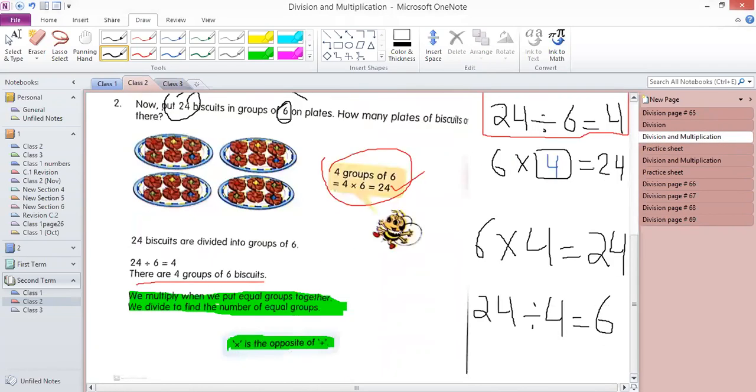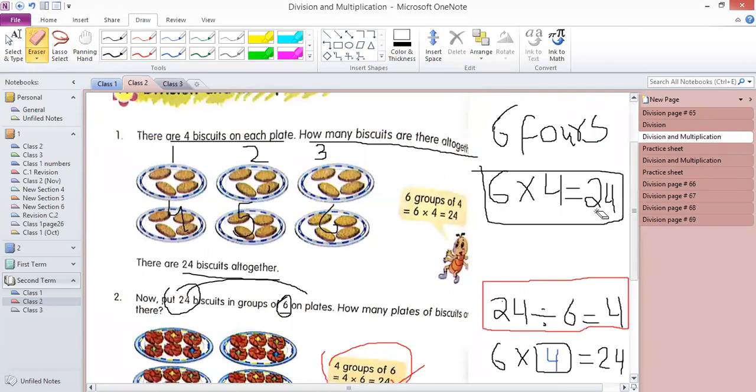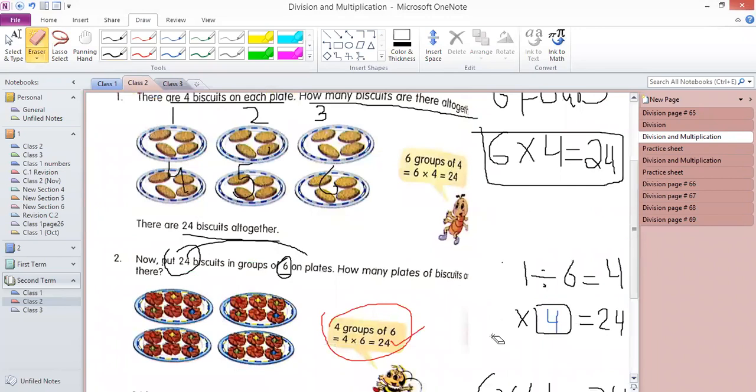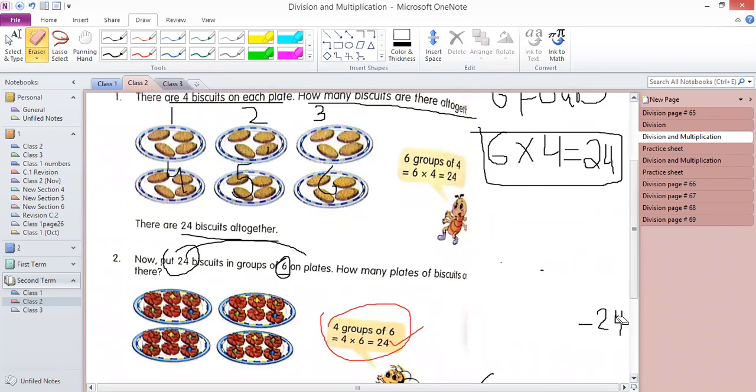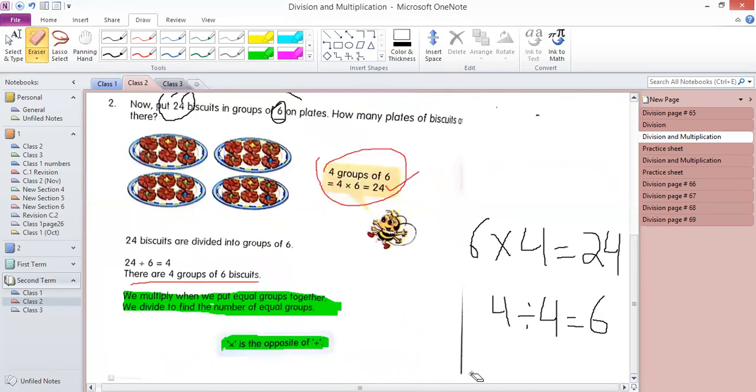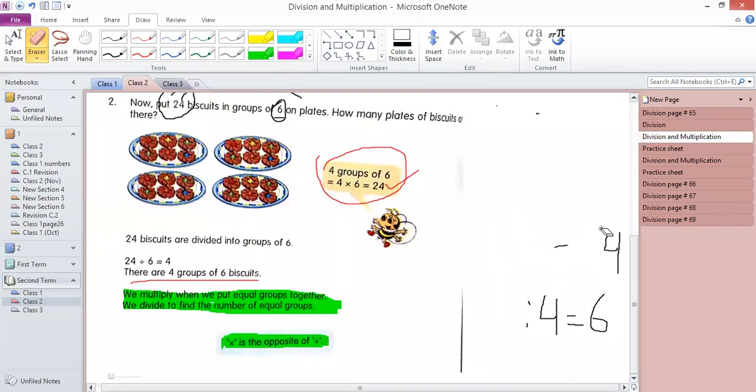One more thing, guys, I would like to tell you that with one multiplication sentence, you can make 2 division sentences. Okay? With one multiplication sentence, you can make 2 division sentences. Let me erase it first, then I will give you the example.